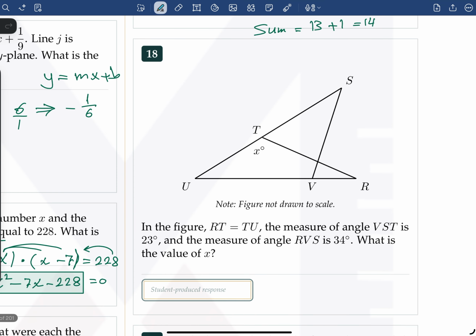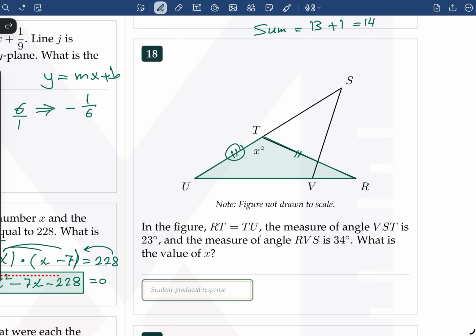Number 18, in this diagram, in this figure, RT is equal to TU. So TU, which is this side here, is the same as RT, which means that this triangle is an isosceles triangle. Whenever you have an isosceles triangle, you need to know also that the angles on the different side are equal, which are the angles opposite to the equal sides. So this side is opposite to this angle, this side is opposite to this angle, so these two angles are equal. But we do not know one of them.